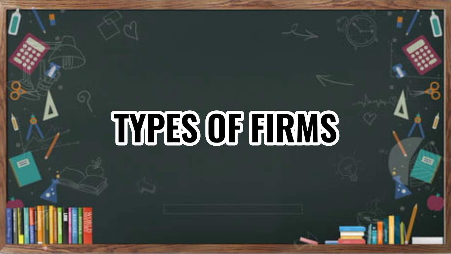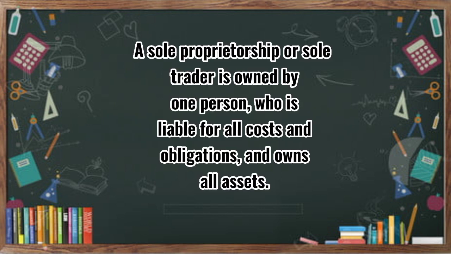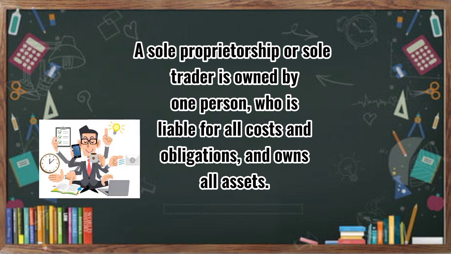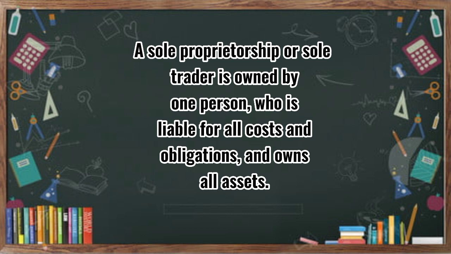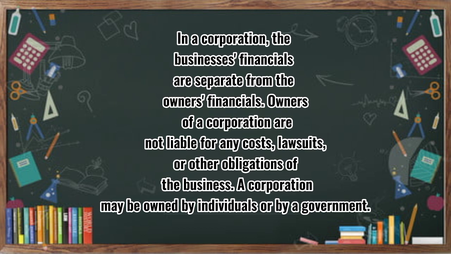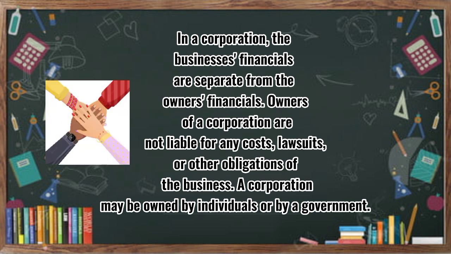Firms can assume many different types based on their ownership structures. The first one is a sole proprietorship or sole trader, owned by one person who is liable for all costs and obligations and owns all assets. The second one is corporation. In a corporation, the business's financials are separate from the owner's financials. Owners of a corporation are not liable for any costs, lawsuits, or other obligations of the business. A corporation may be owned by individuals or by a government.